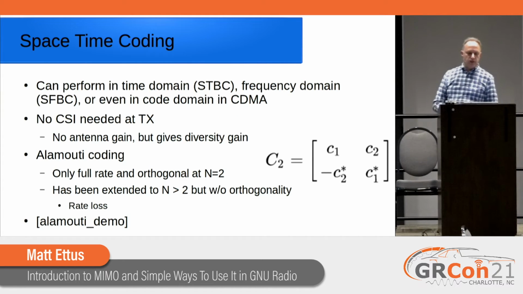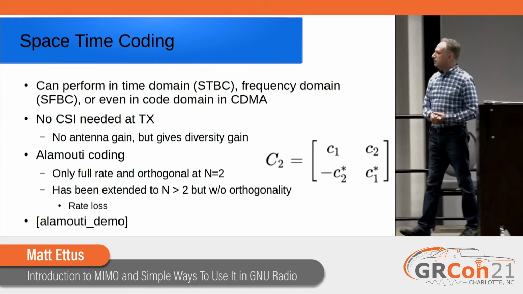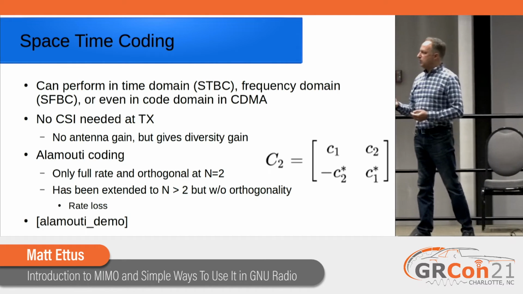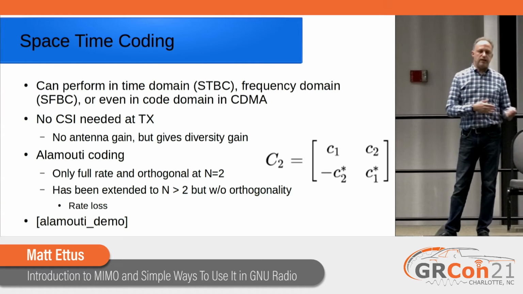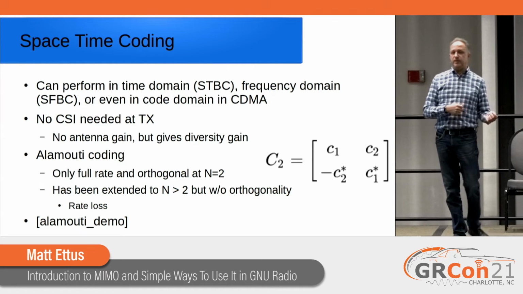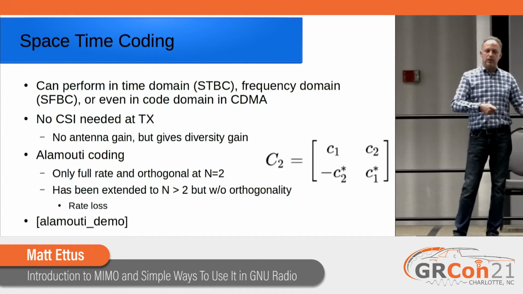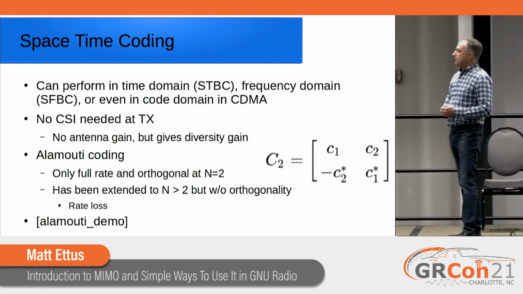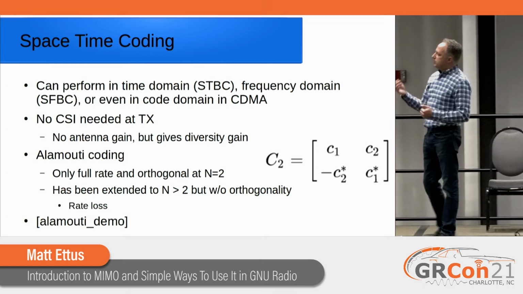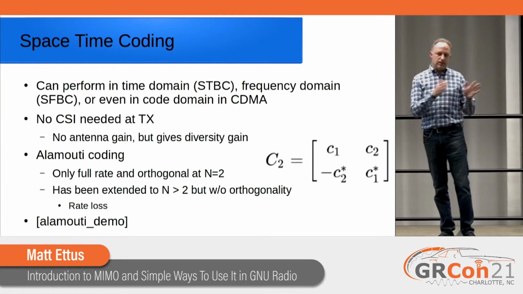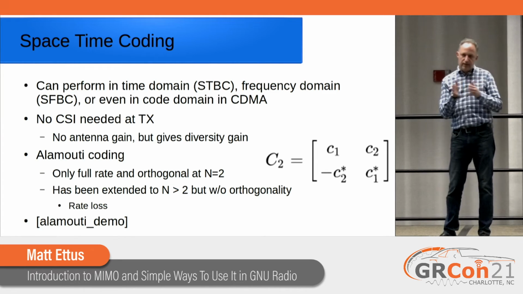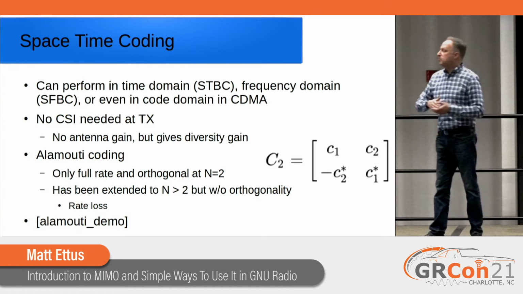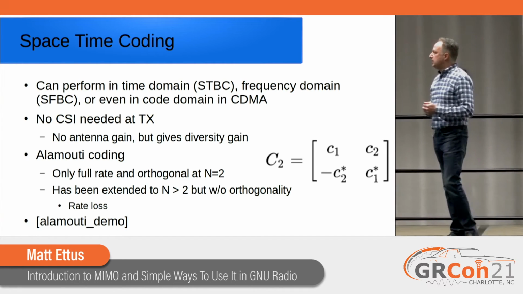Okay, so next we come to space-time coding. Now, the great thing about space-time coding is that it doesn't require channel state information at the transmitter. Yet the transmitter can do MIMO with it. And so what this means is, because there's no channel state information, the transmitter doesn't know how to point the energy in the right direction. So there's no antenna gain from this, but you still can get the diversity gain.